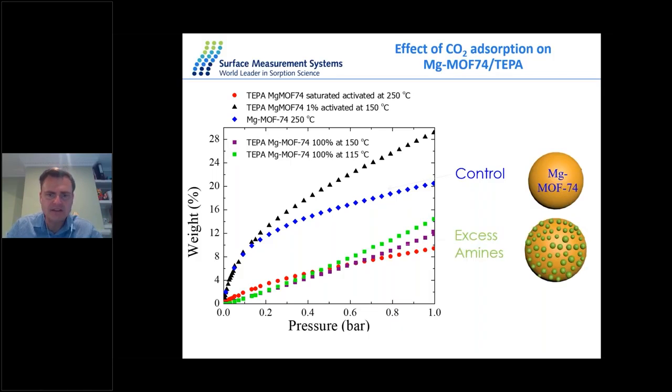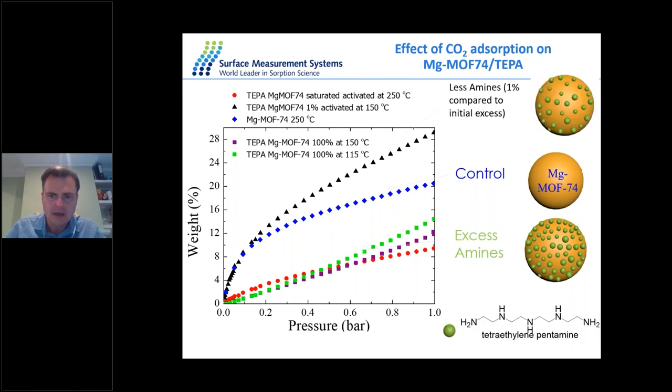Now, when you have the excess of the amine, which is demonstrated by this green line, and outgassing is 150 and 115, we get much lower uptake. So basically, if you fully saturate this MOF 74 with the amines, your adsorption capacity for CO2 is very low. I mean, one would expect that it might go up when you put in more amine sites, you might create more CO2 sites, but that's not the case.